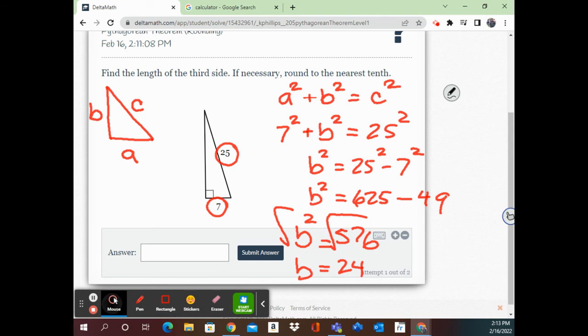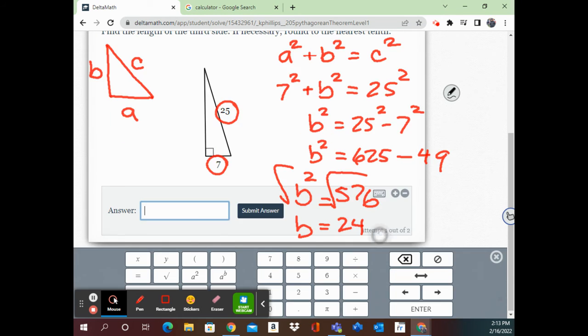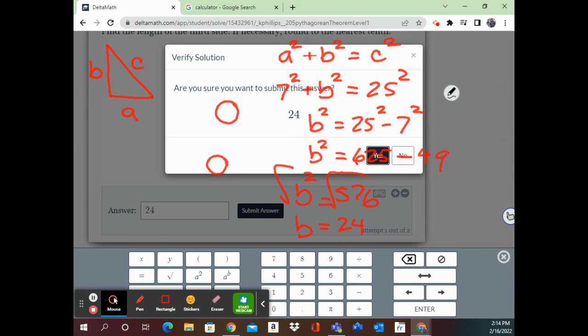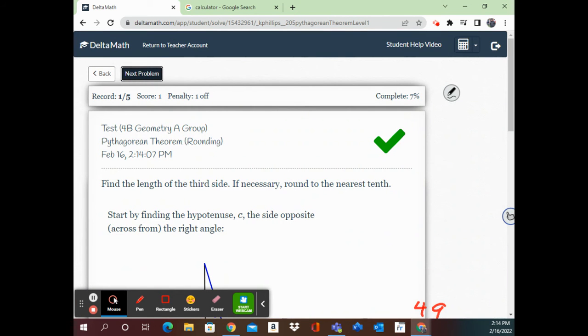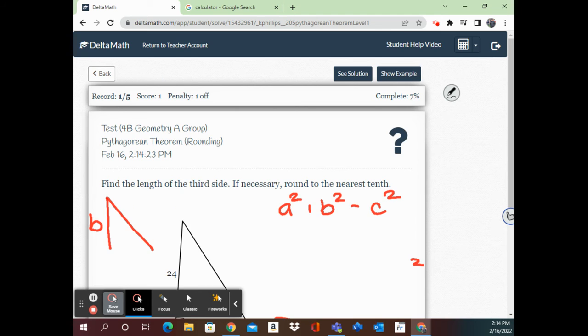So as I have that math in my head, I could go ahead and type in my answer here, that B is equal to 24. All right. So we'll do one more of these just to make sure we understand what's going on and what's happening, right.